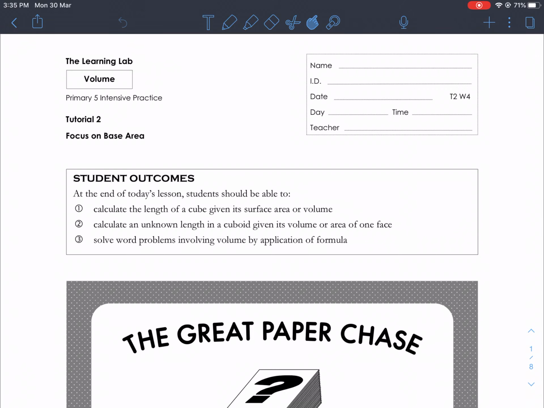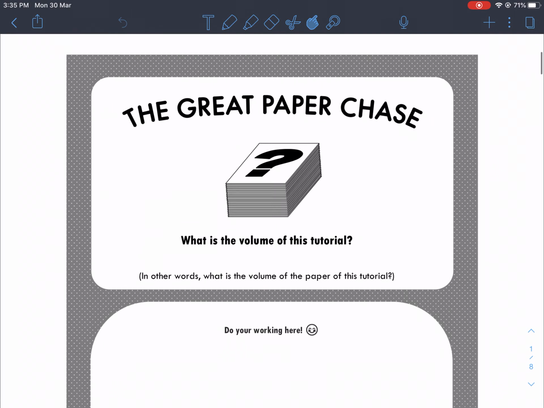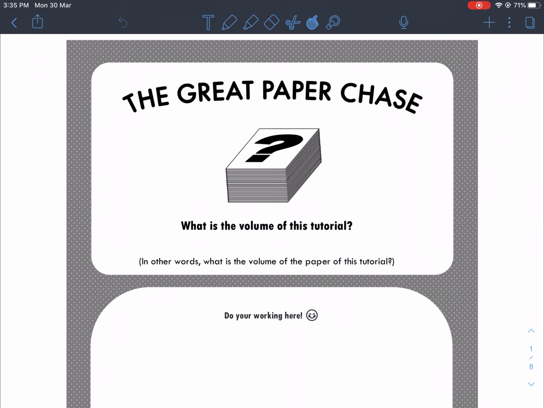Alright, now I want you to reach for the next tutorial, volume tutorial 2, and we have this challenge time puzzle at the front of the page. So all of you should have a tutorial in front of you, should be about 4 A4 pieces of paper thick. I want you all to guess what is the volume of this tutorial.